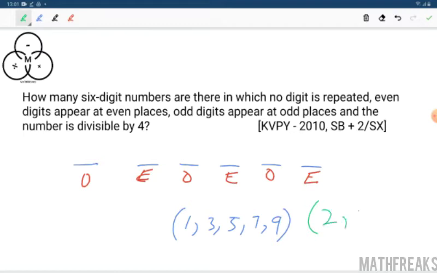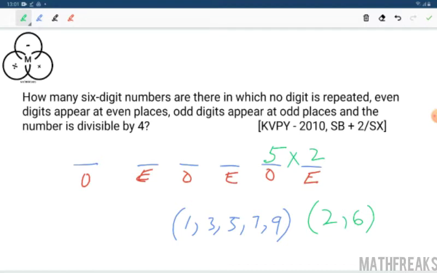only 2 and 6, because 12 and 16 are both divisible by 4. 32, 36 divisible by 4. 52, 56 divisible by 4. 72, 76 divisible by 4. 92, 96 divisible by 4. So here we are having 5 possibilities, and here we are having 2 possibilities.